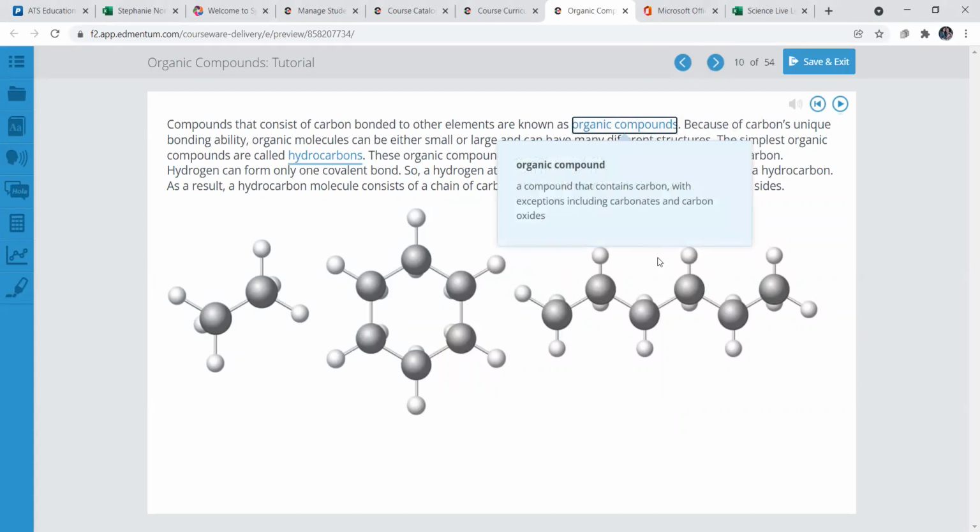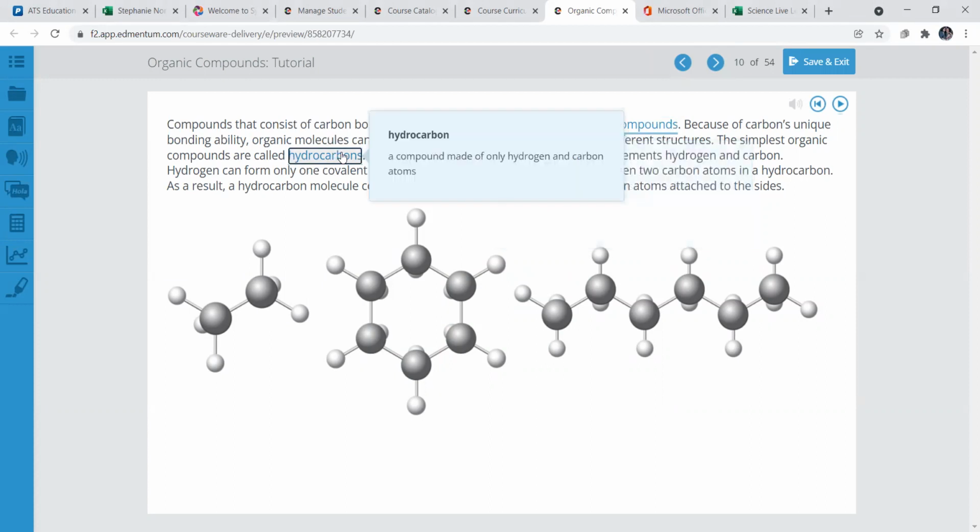An organic compound is a compound that contains carbon. Okay, so this is with the exceptions of carbonates and carbon oxides, though. So like carbon dioxide, carbon monoxide, something along those lines. Hydrocarbons, on the other hand, are compounds made up of only hydrogen and carbon atoms. So think hydrocarbons are only hydrogen and carbon atoms.